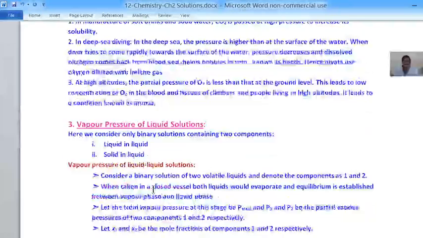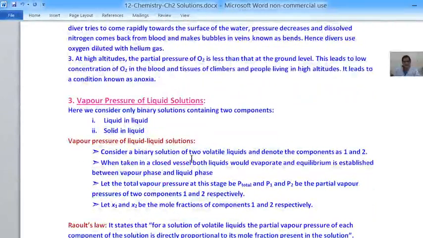First, let's discuss the vapor pressure of liquid-liquid solutions. For that, we are considering a binary solution containing two volatile liquids, and we will denote these components as component 1 and component 2. Volatile liquid means that the liquid will easily vaporize and escape into the vapor phase. So we are taking these two volatile liquids in a closed vessel, so that once the volatile liquid escapes into the vapor phase, the vapor will not escape out of the container.